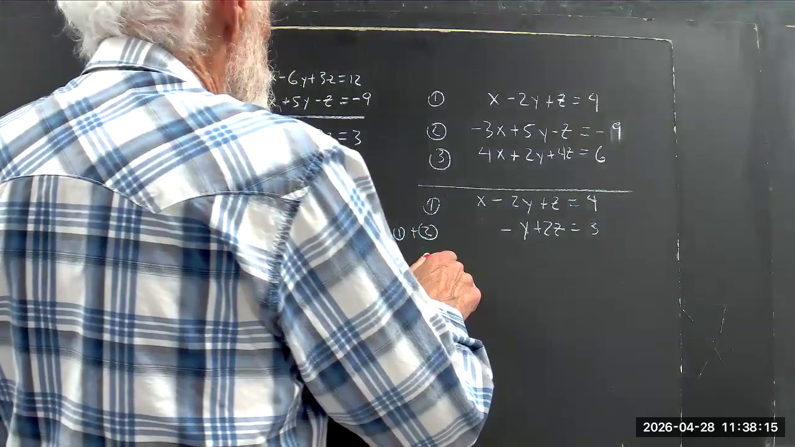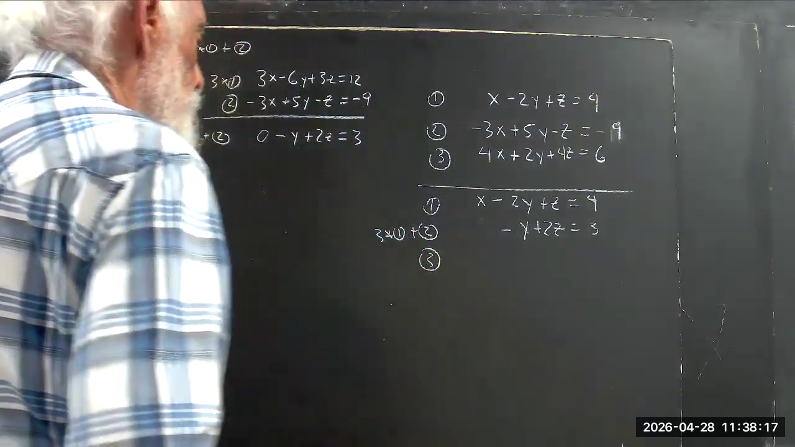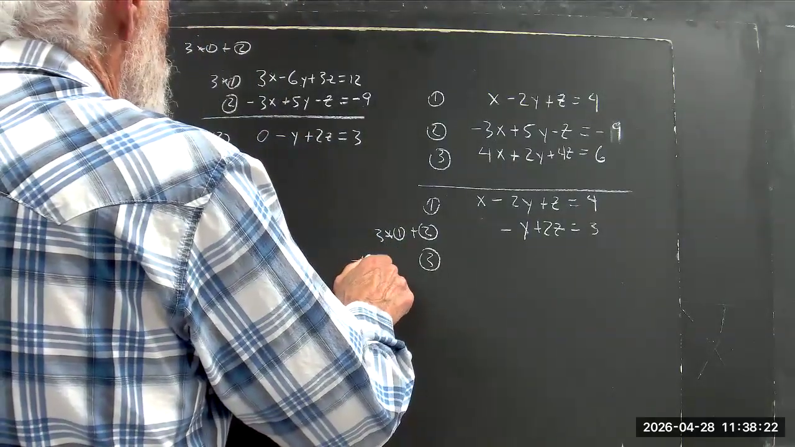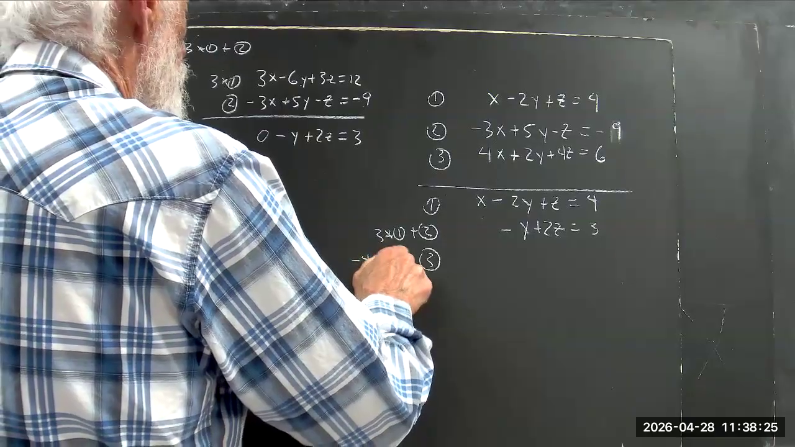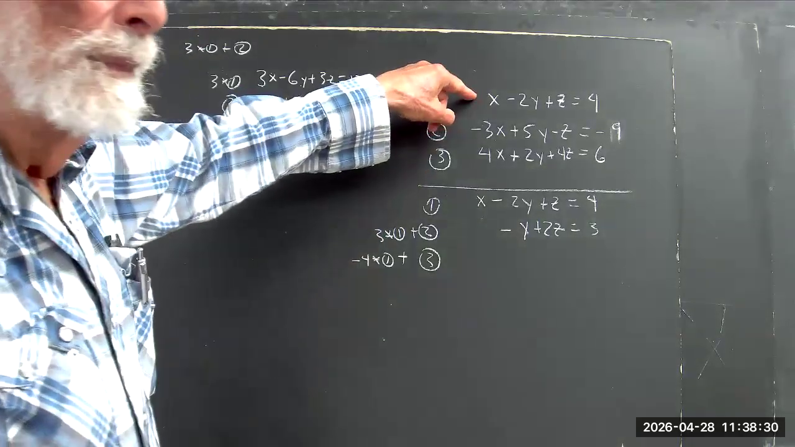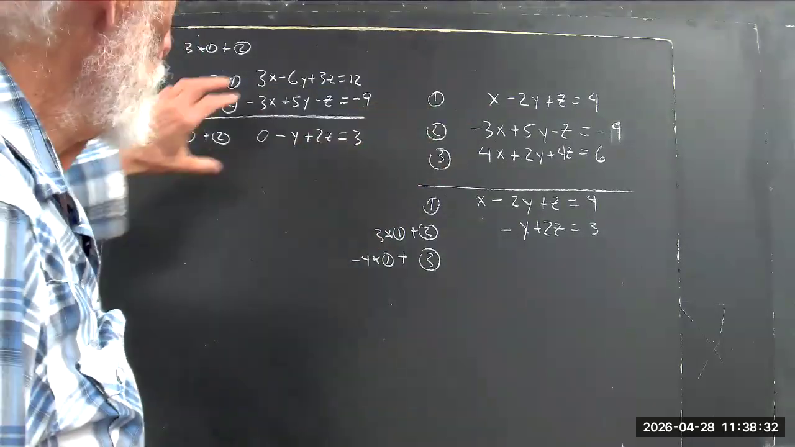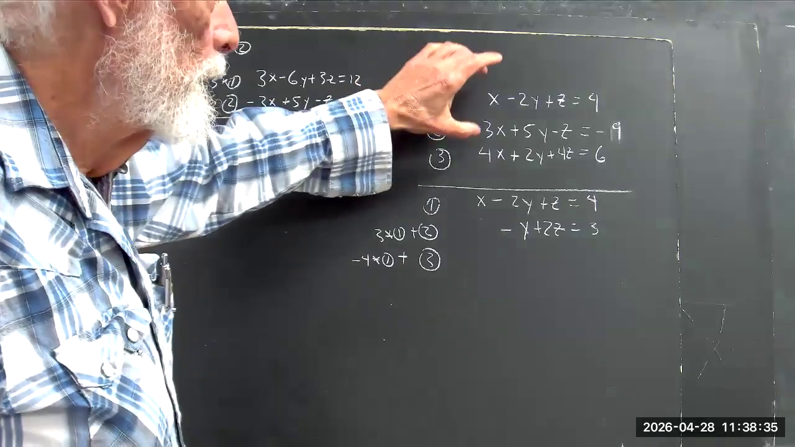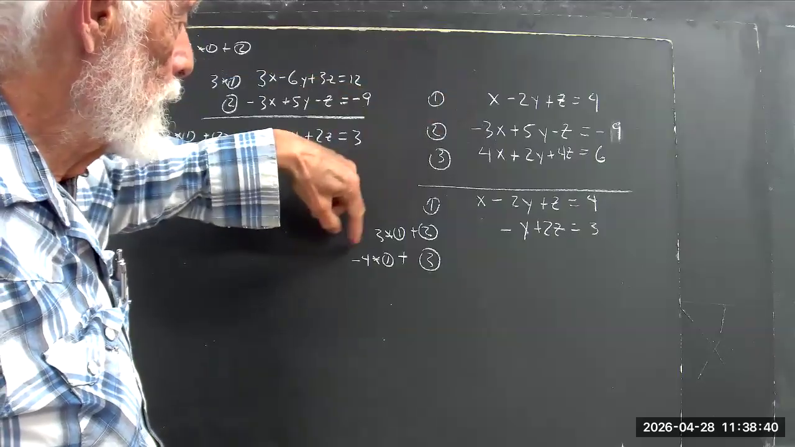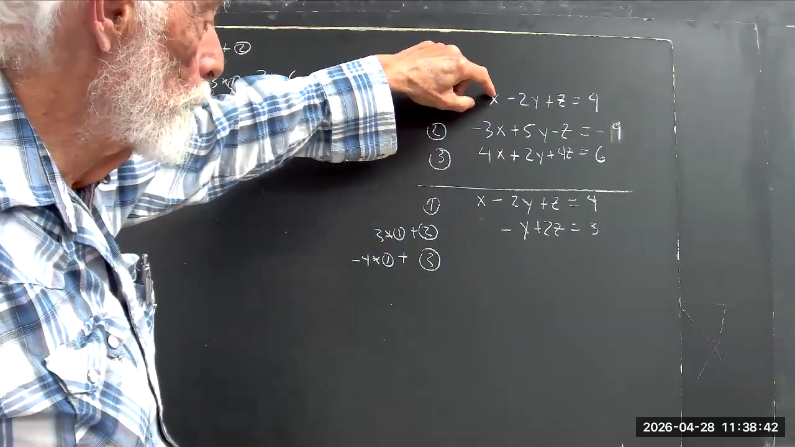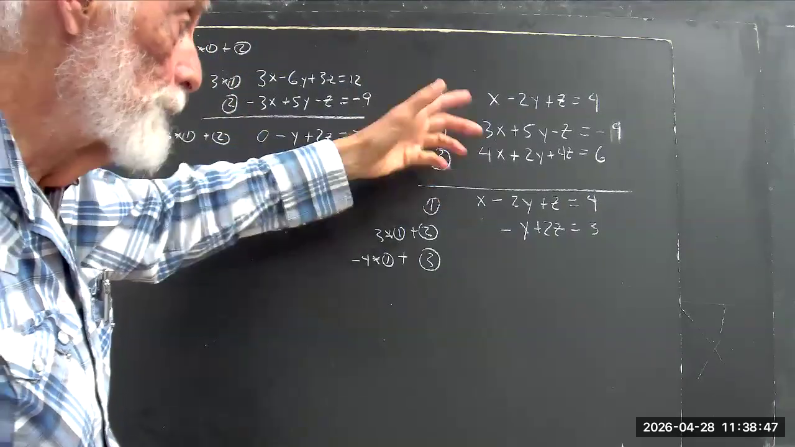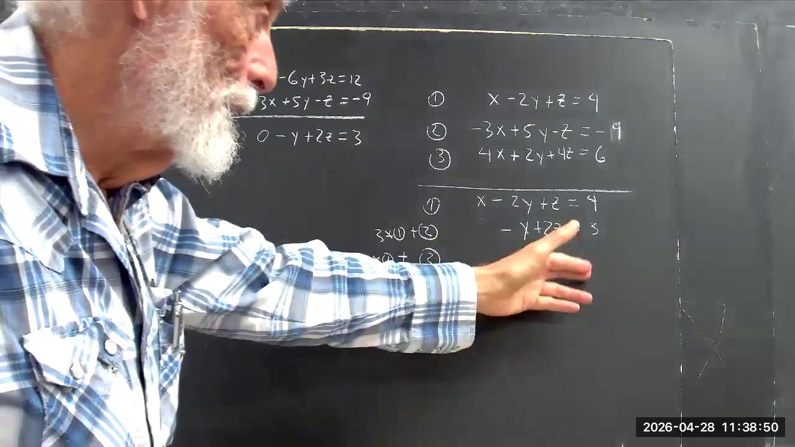Okay, then we want to write out the whole system. But we're going to do negative 4 times equation 1 added to equation 3. Okay, so we do that over to the side. Do it the same way you did the first one. And you see that if we do negative 4 times equation 1, we'll have a negative 4x. And that's going to be added to the 4x, which will give us, again, no x in this equation.